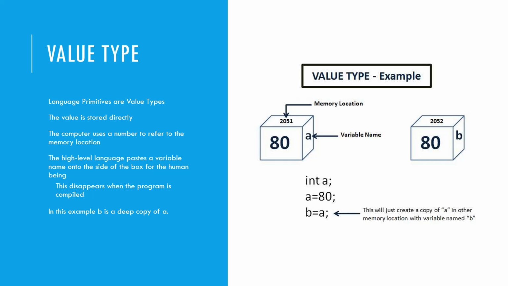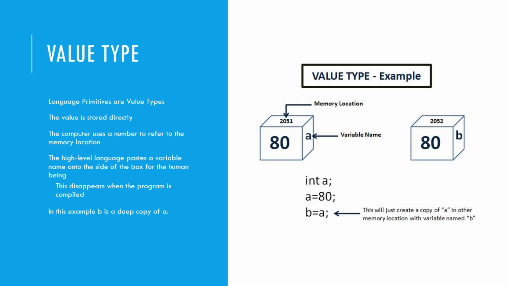So that's why we've never done new int, new of any type of primitive. When that code below, int a, that declaration is also the allocation. So that 80 goes directly into that memory location. It's a value type, a direct thing.